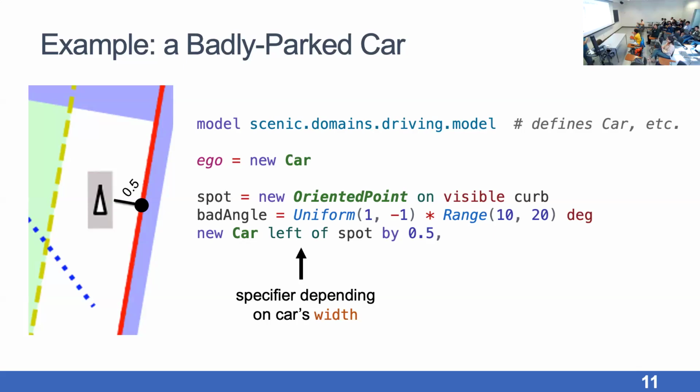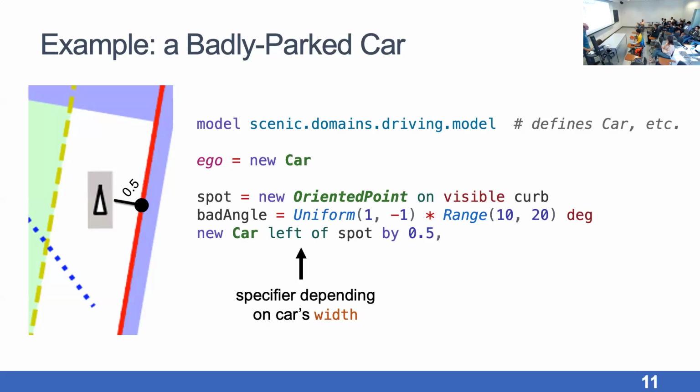So in this case, Scenic knows, okay, I have to figure out what the width of this car is before I can actually evaluate this left of spot by half meter. And the width of the car, we're not going to specify this, so it's going to come from the default distribution, which in the driving model, I think, the width depends on the model of the car, and the model of the car is a choice from a bunch of random car types. So it says basically, okay, pick the car type out of 15 types of cars, then look up what the width of that model of car is, then we can evaluate this. Okay, so that's the first specifier we're going to use.